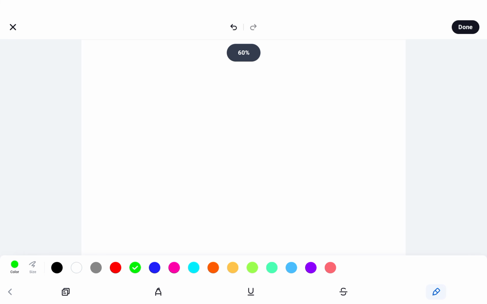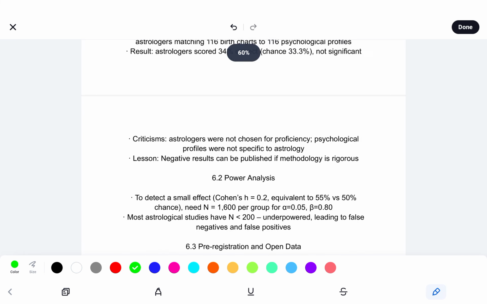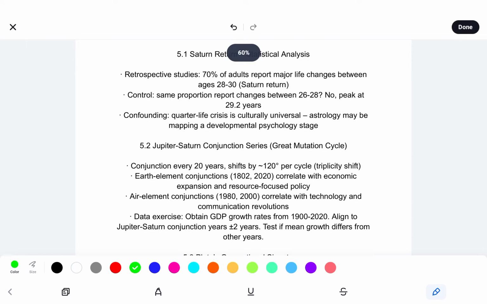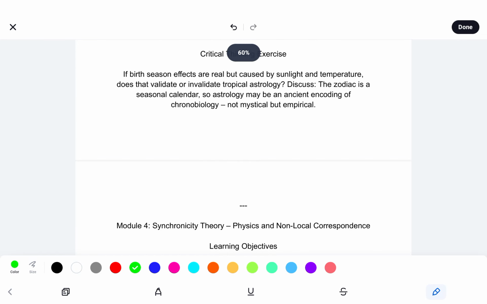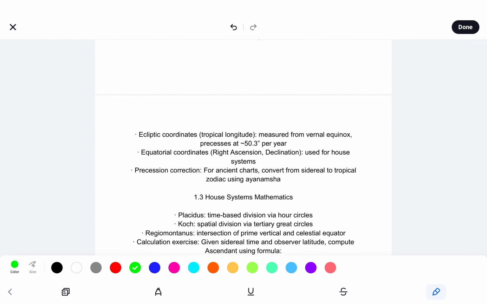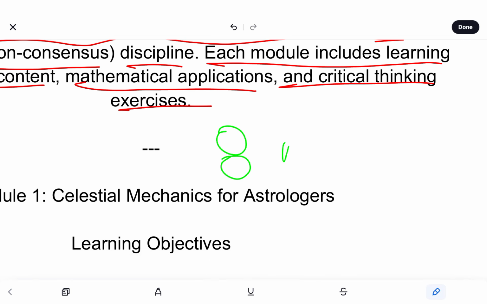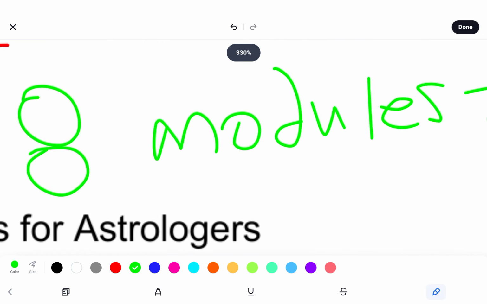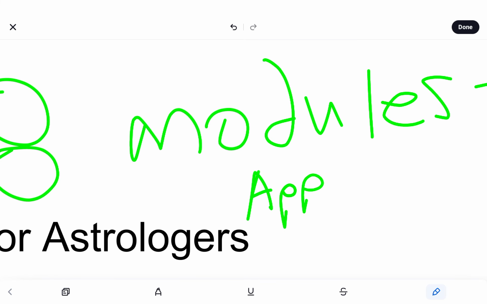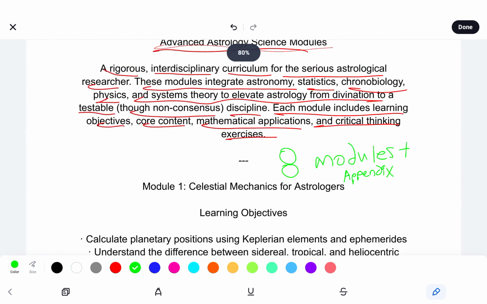Alright, so we're going to begin with this though. We're going to go over 8 different modules and an appendix, so this is going to be pretty fun. And I love teaching you guys astrology. I really do. I want more people to be on board with this. So we're going to go over 8 modules, and we're going to go over an appendix, which I've done in previous videos.